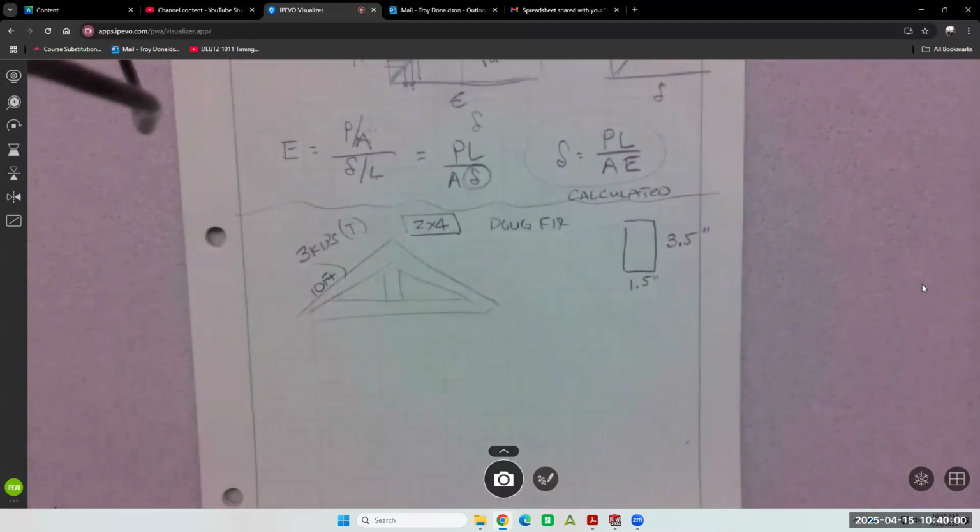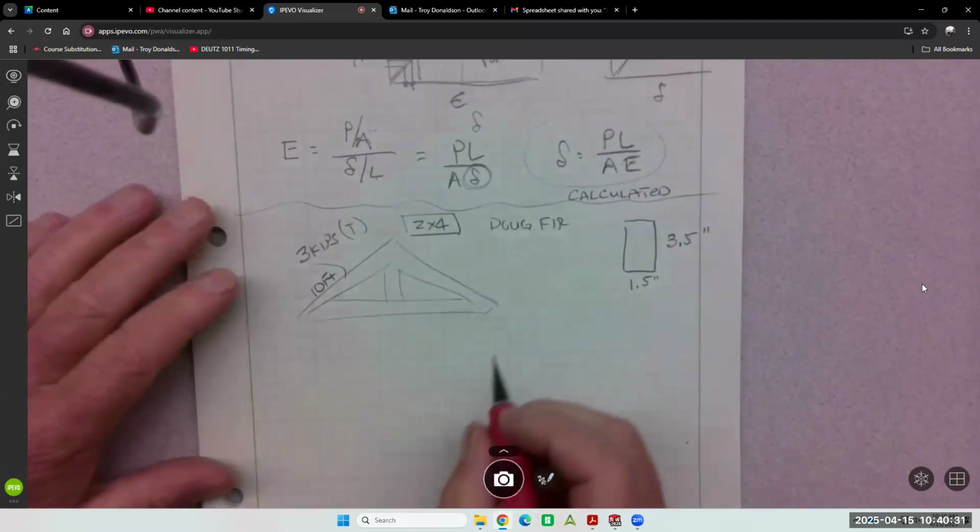Do we just go straight for deformation? Because that's the question, like how much does it deform? Is there anything we should check first? P over A first. We should check the stress first to even see if the deformation is predictable, because it might not be, it might be just like, no, this is broke, right? Then it's not predictable. So yeah, we should do stress first.